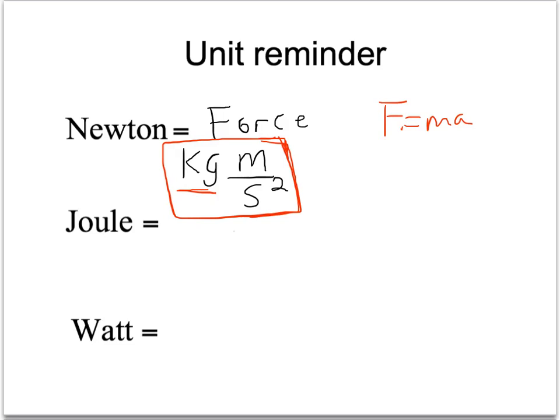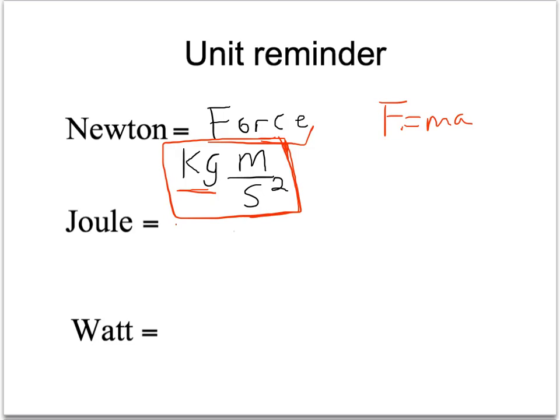There might be a question that says, which of these is the same as a Newton? And it'll be like seconds times meters cubed, kilograms times meters over hours, or kilogram meters per second squared. And the answer is kilogram meters per second squared. So a Newton is a force, and the basic units inside a Newton are kilogram meters per second squared.